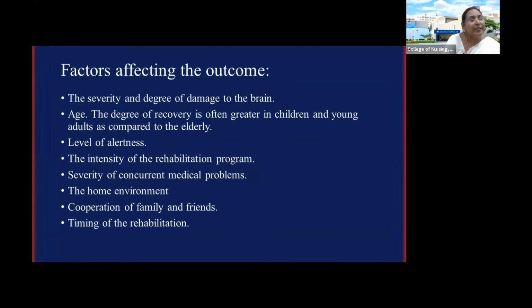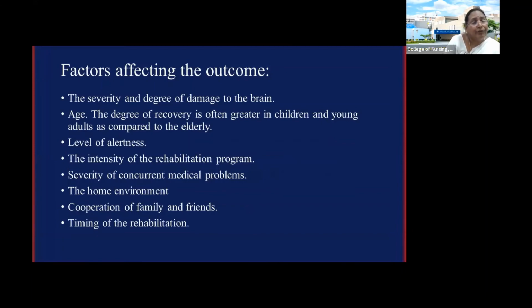What are the factors that affect stroke rehabilitation or outcome? The severity and degree of damage to the brain. Now, all that we are saying about rehabilitation in the following slides may not happen for some patients, because the degree of damage that has occurred because of stroke may be massive, and so they may not be able to experience that kind of outcome.